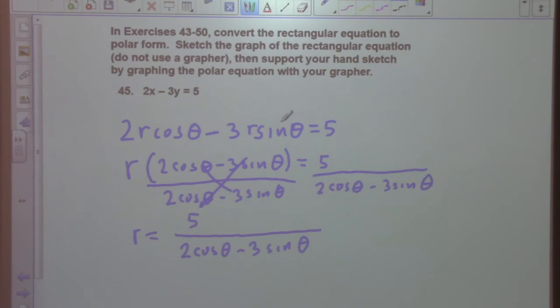Now I'm not sure about writing this in the numerator, because I don't know if you can, since it's separated by a negative sign. I don't know if you can flip something up to the numerator here. Probably not. But let's talk about sketching the graph of the rectangular equation without a grapher. So I'm going to do that right here.